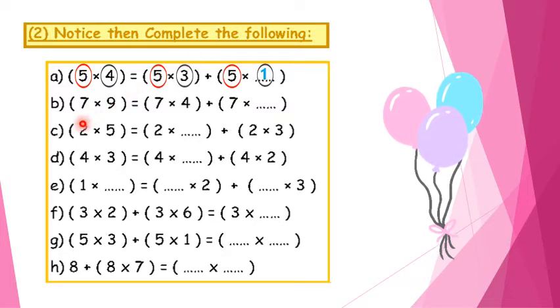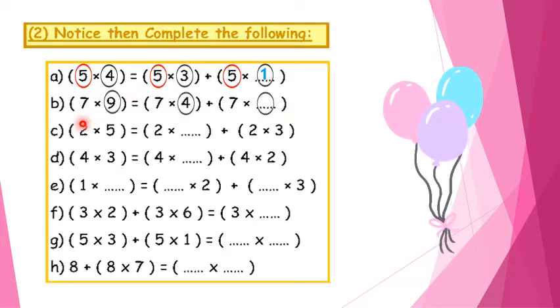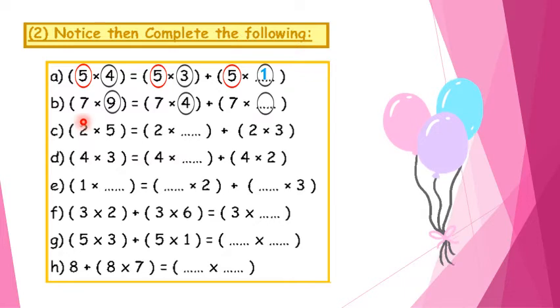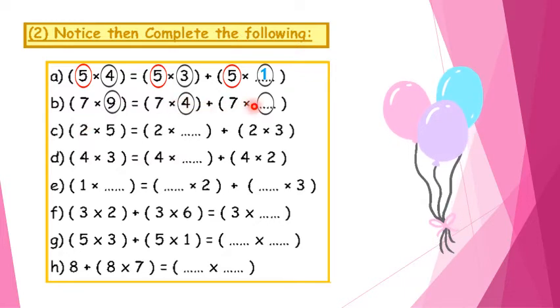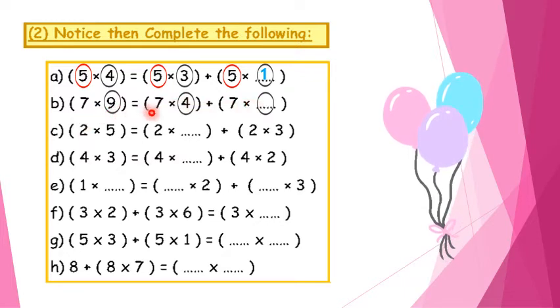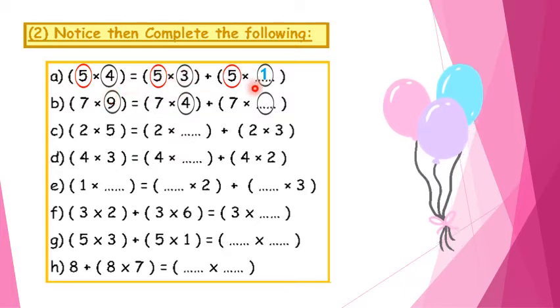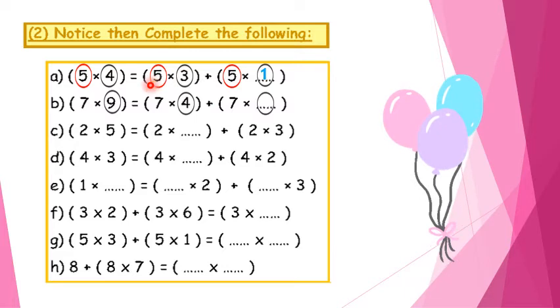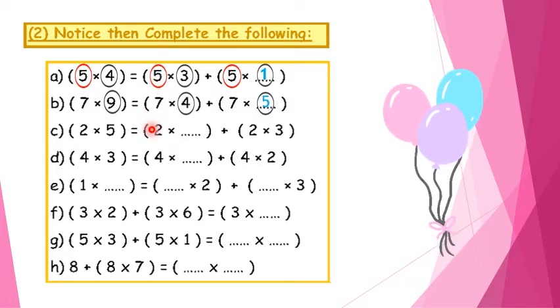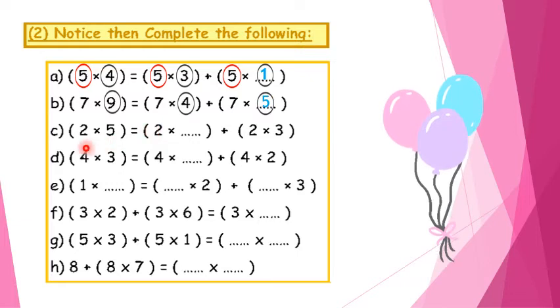The second number I have is 7 by 9, and 7 by 4 plus 7 by what? 7 is kept like it is, and 9 is decomposed into 4 and what? 4 plus what gives you 9? 4 plus 5 will be 9. So look at the next one.